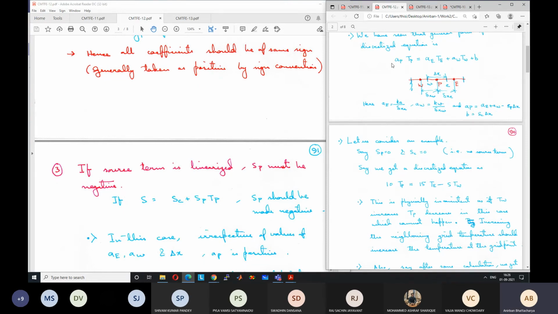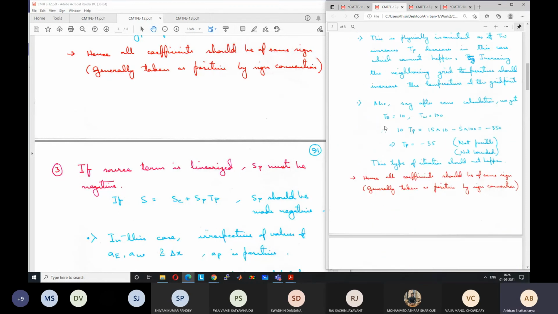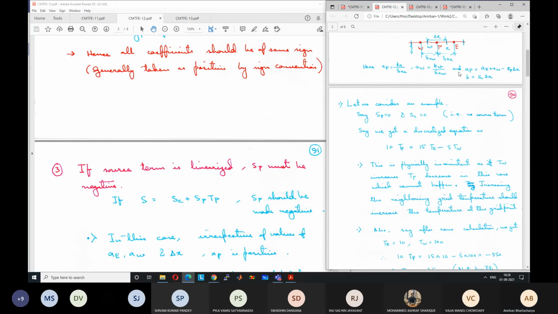AE and AW are going to be positive because conductivity and distance are positive. So if SP is negative, minus of negative should be positive. So there will not be any chance of this AP going to be negative. So it's like a factor of safety, you can say.